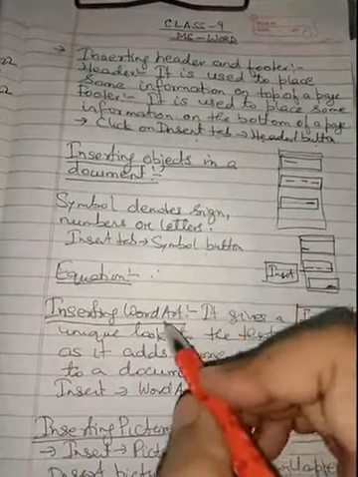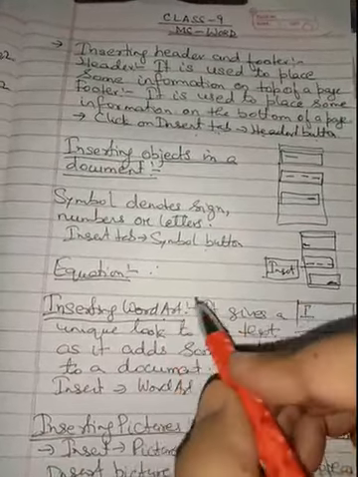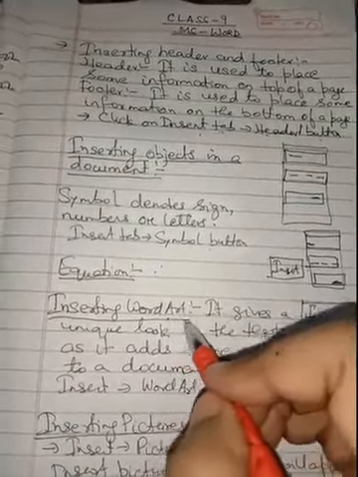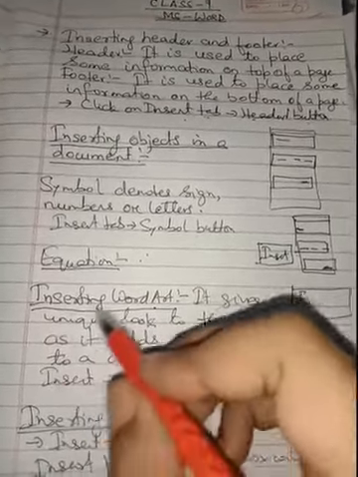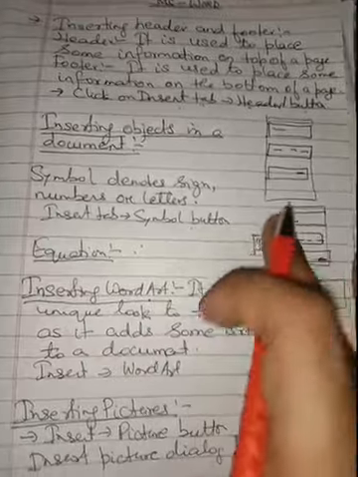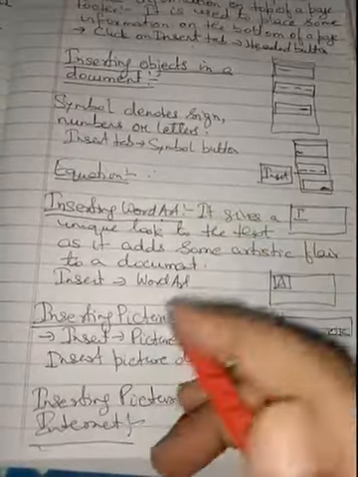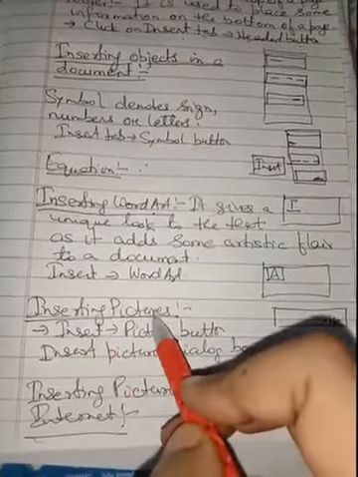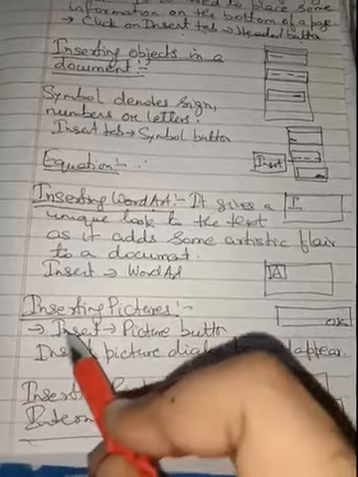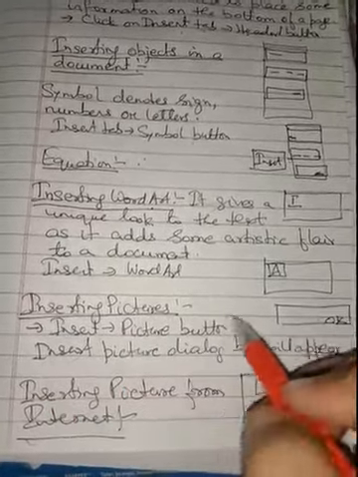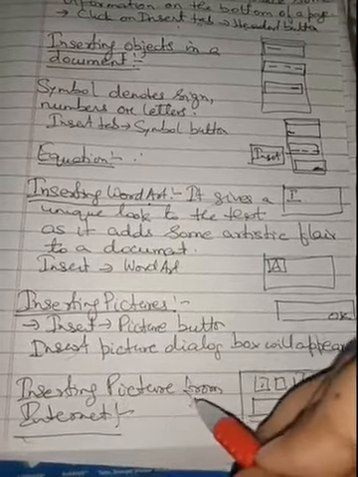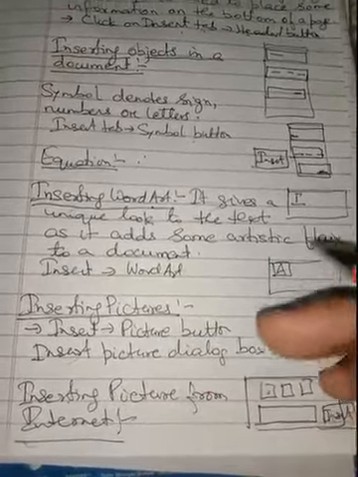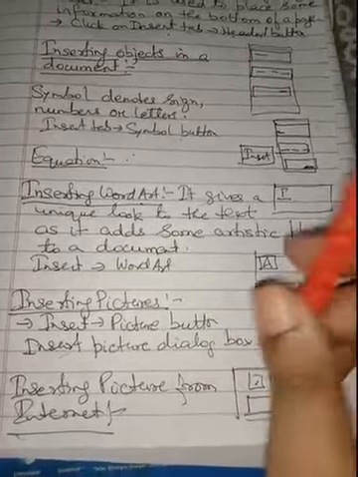Next, word art. What is word art? How can we insert the word art? What are the different steps required to insert the word art? Next topic, inserting pictures. What are the different steps required to insert the pictures? Next, inserting picture from internet. What are the different steps required to insert the picture from internet?